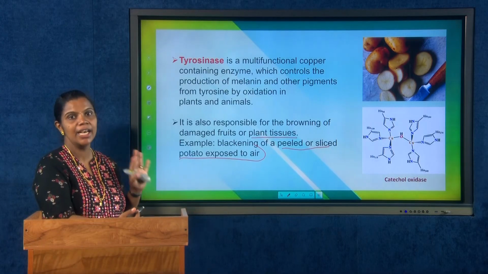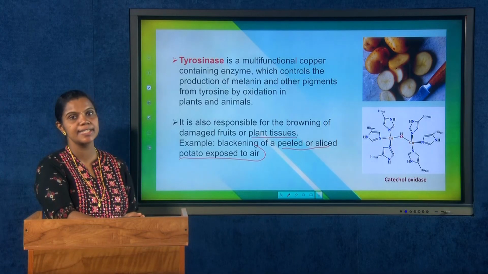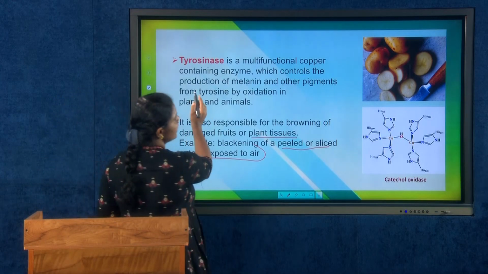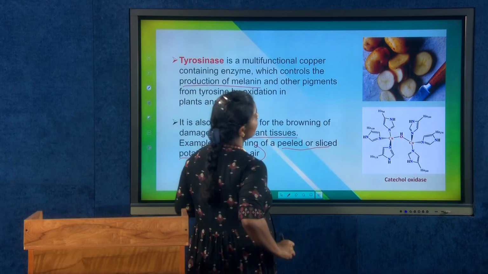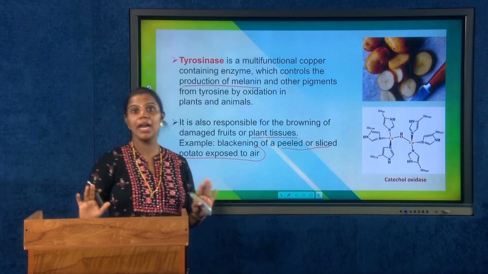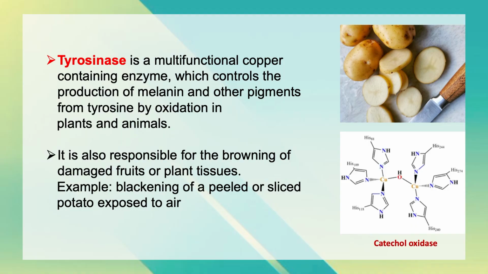So, usually the function of tyrosinase is controlling the production of melanin and other pigments. That is the main function of tyrosinase. Also, tyrosinase is responsible for the blackening or browning of certain damaged fruits or plant tissues. For example, the blackening of the potato.